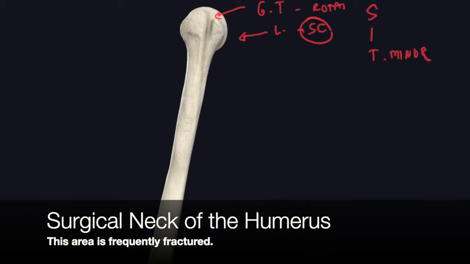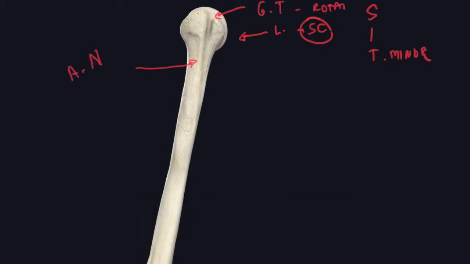So your surgical neck is located somewhere here. The surgical neck is frequently fractured by direct blow. Its risk may include damage to your axillary nerve and your posterior circumflex artery.